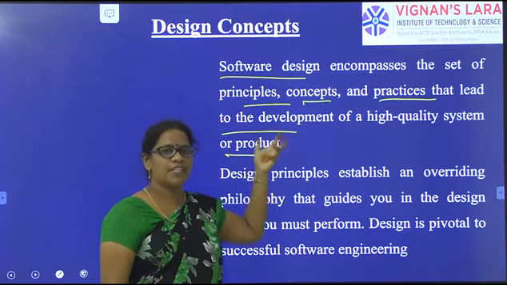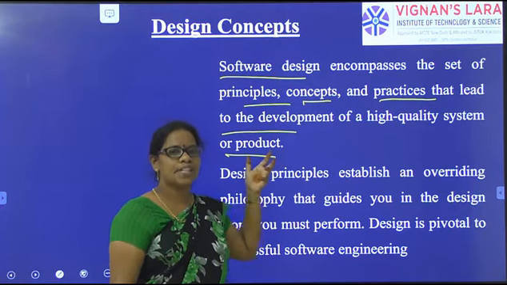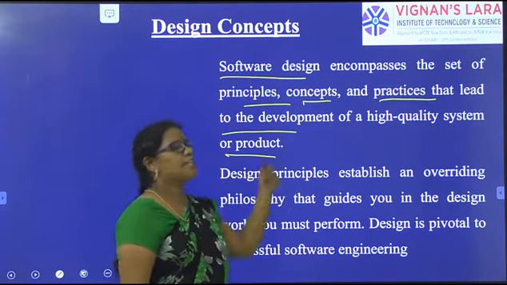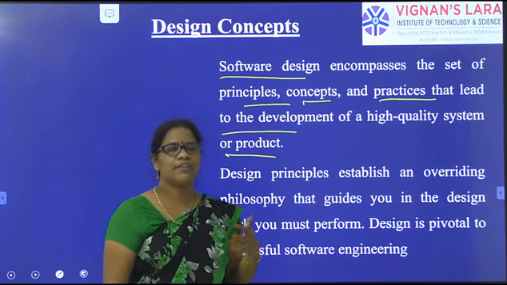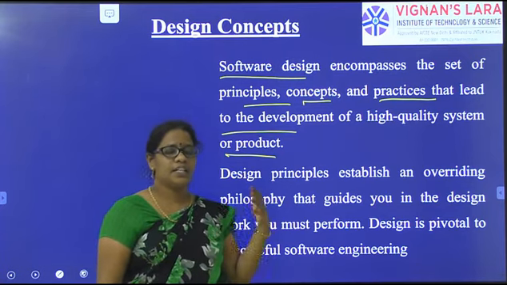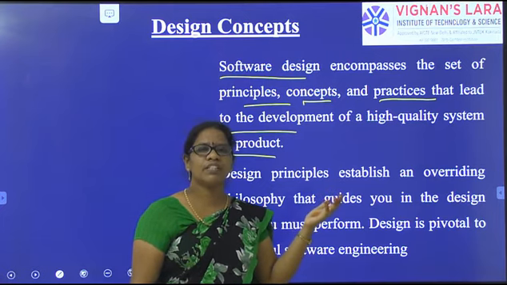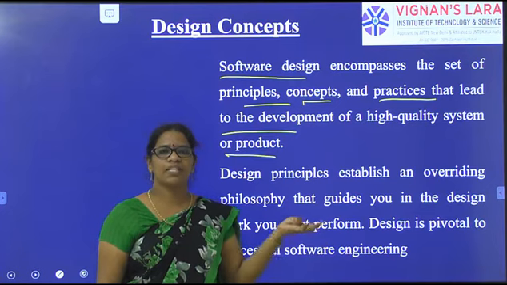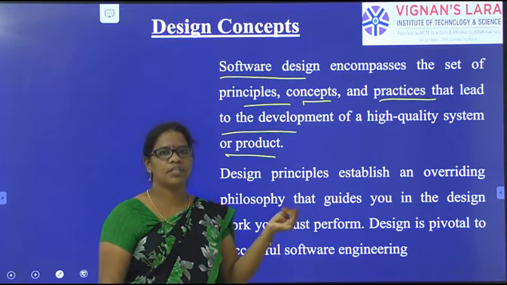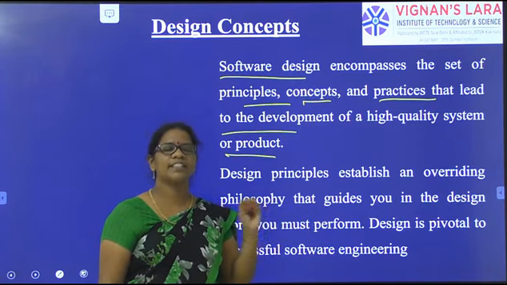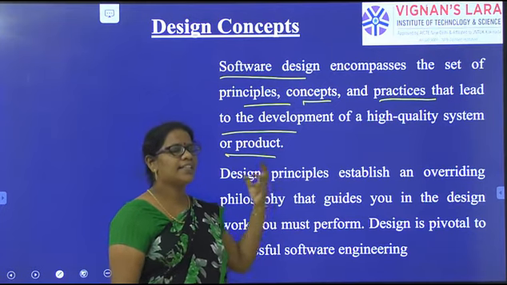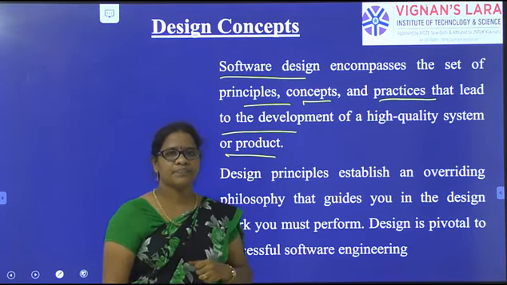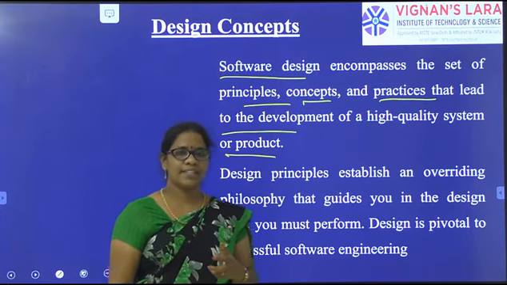In software design there is a set of principles, that means some guidelines, and some concepts. We have different design concepts. In requirement models, we have different models: scenario based models, class based models, object based models, data flow diagrams. Like that we have concepts, and in the design process also we have different concepts and also some practices that we need to follow.